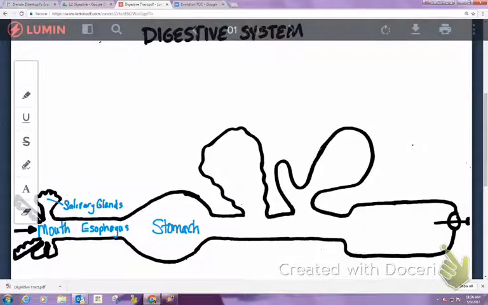Continuing with the labeling, we have a couple of muscles that I want to show on here. You have a sphincter muscle at this location and a sphincter muscle here. And you have another sphincter muscle down here. And remember that a sphincter muscle is a muscle that when it contracts, it decreases in diameter.